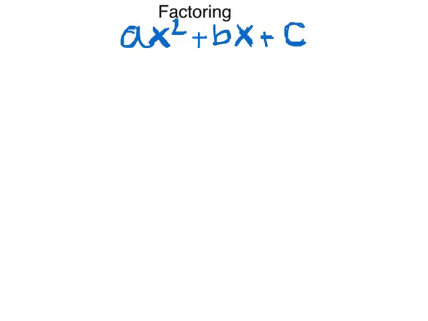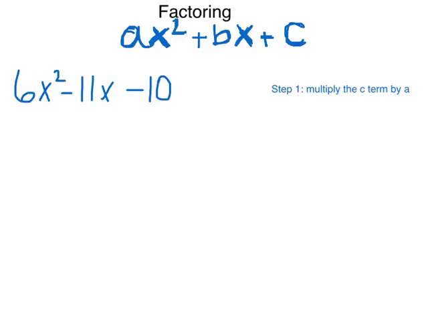I'm going to show you how to factor a quadratic expression where the a term in ax squared plus bx plus c is not just a 1. The first step is to multiply the c term by a. So that step would look like this. We take the 6 and multiply by the 10, and then we rewrite a new quadratic equation with that 6 multiplied by that c term.